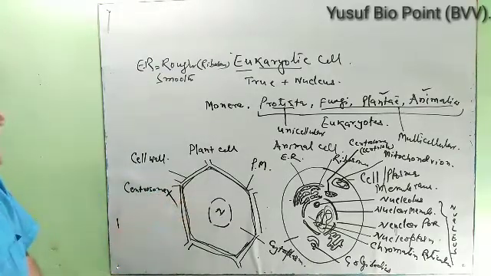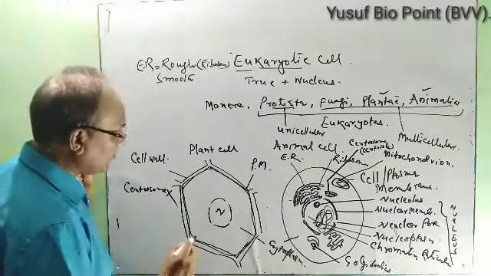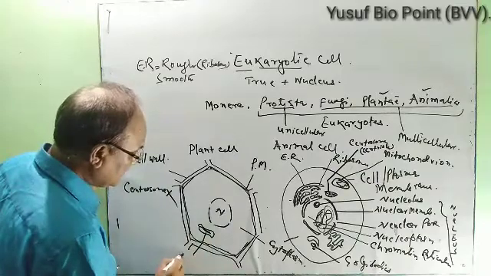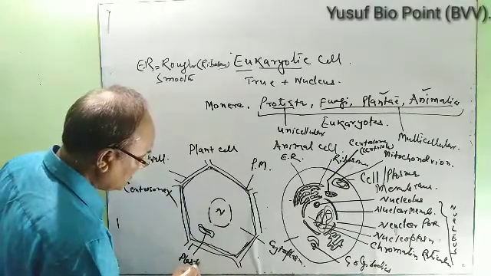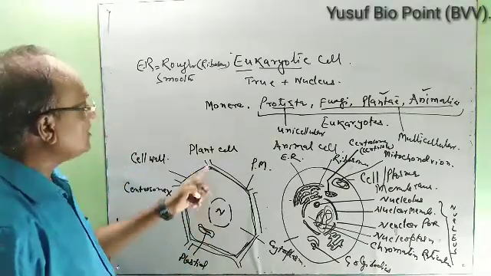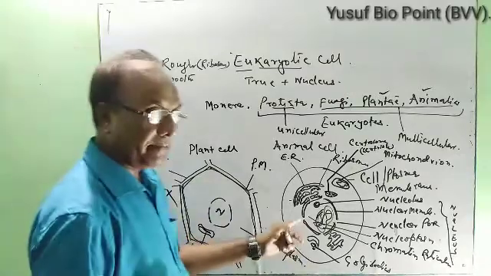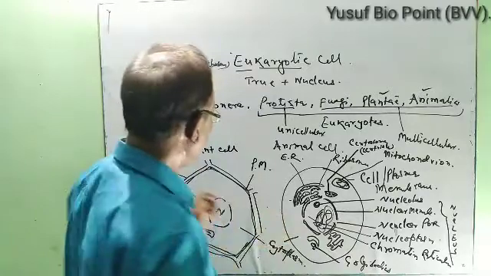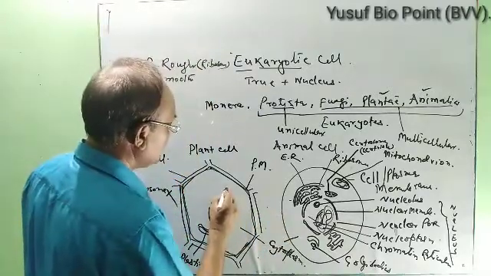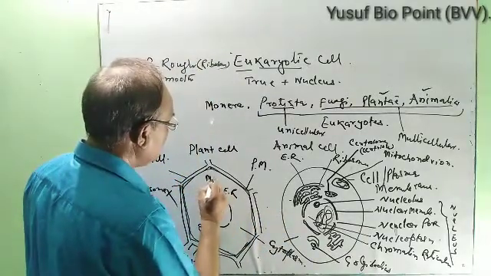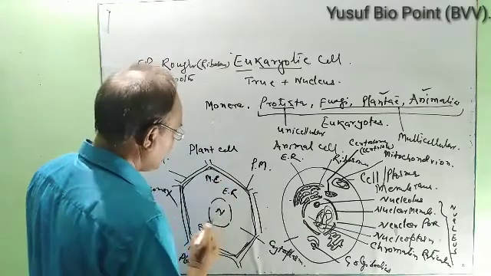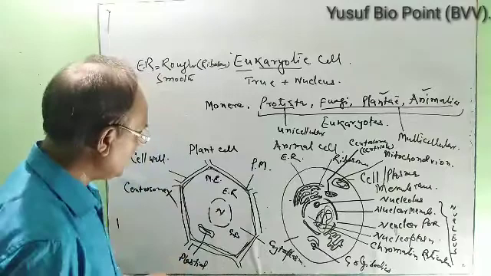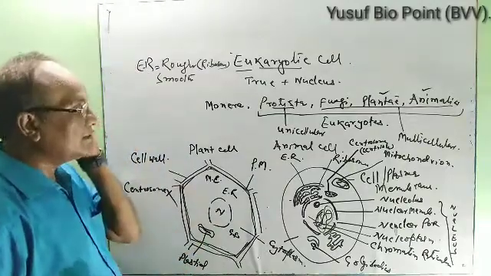Second, the structure which is found is the plastid, which is found only in plant cells and absent in the animal cell. Plastid is not found in the animal cell. There is endoplasmic reticulum, mitochondria, Golgi bodies, and this is the nucleus.